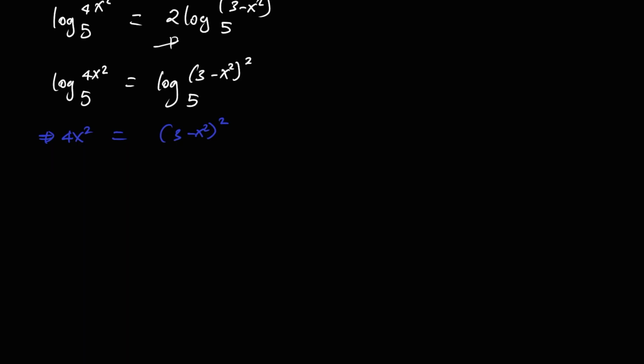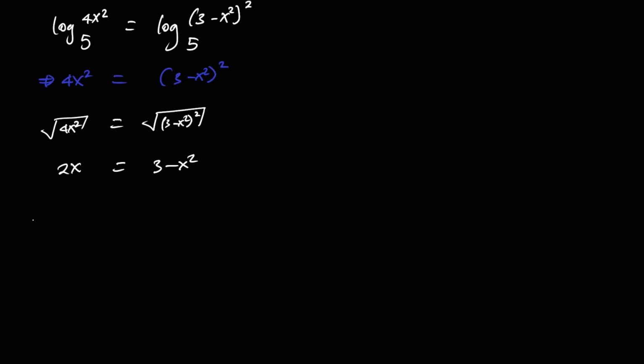On taking the square root on either side, we have root of 4x squared equals root of (3 minus x squared) squared. This will become 2x equals 3 minus x squared, and this is the same as x squared plus 2x minus 3 equals 0, of the form ax squared plus bx plus c equals 0. This is a quadratic equation.